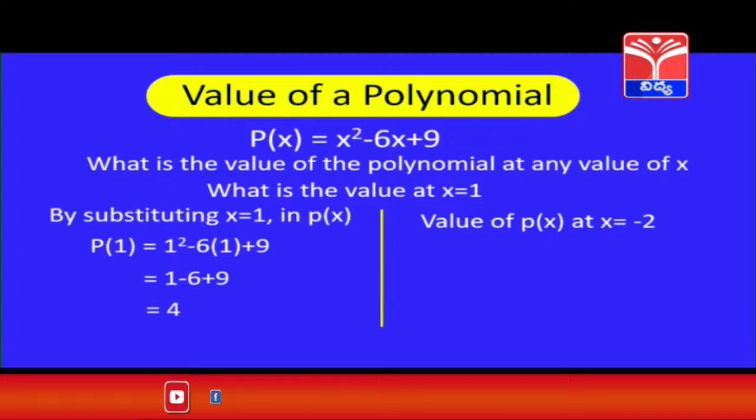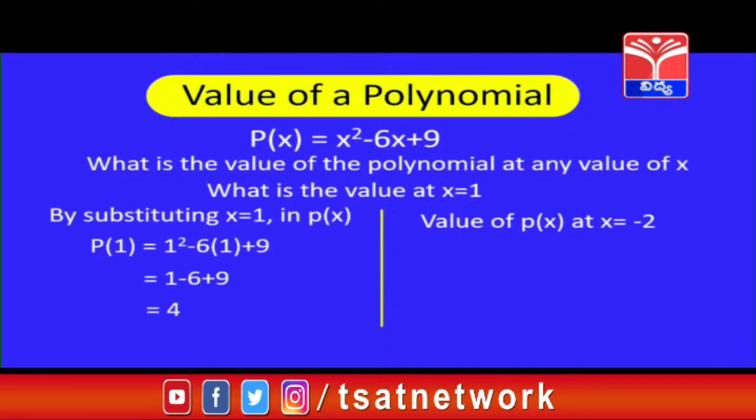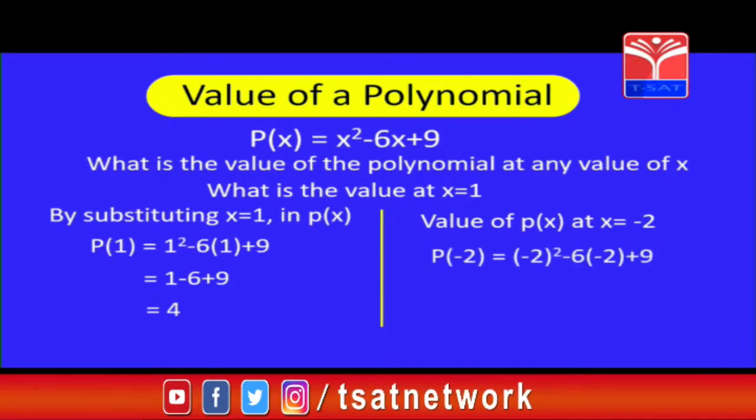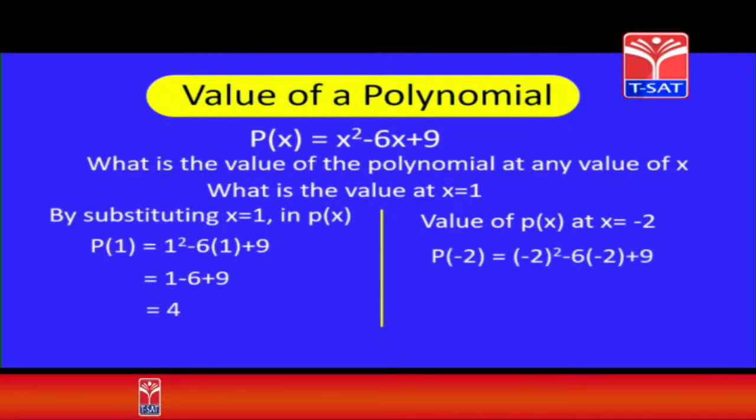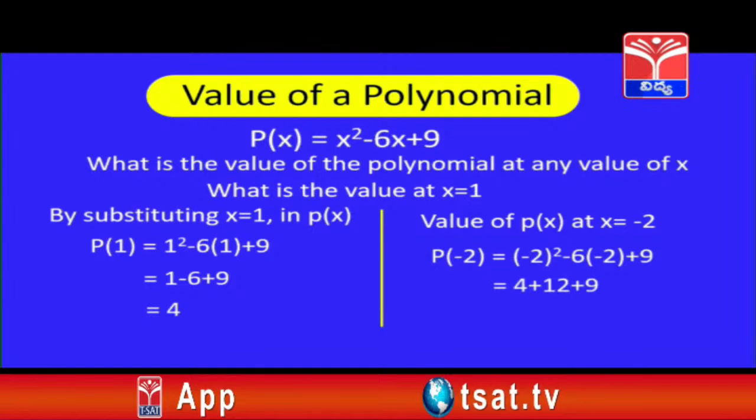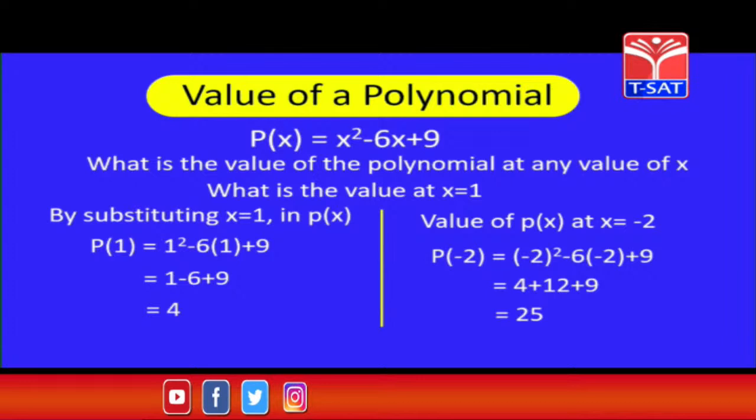To find the value of the polynomial, we should substitute the value here in the place of x. Replace x with minus 2 now. So it is (minus 2) square minus 6 into minus 2 plus 9. So the value of this polynomial at x equal to minus 2 is 25. Hence p of minus 2 is equal to 25.